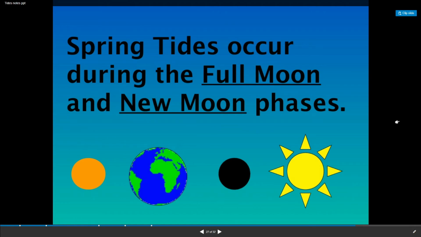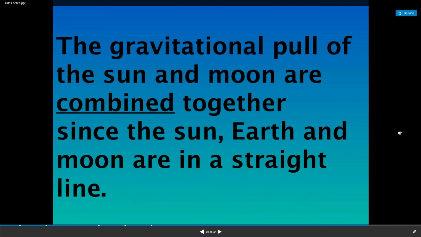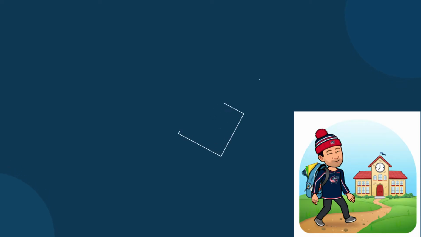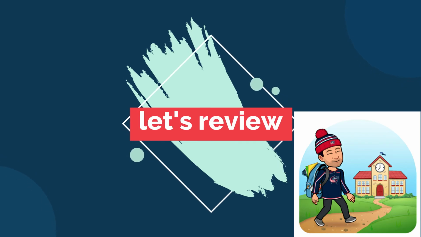Spring tides occur during full moon and a new moon. Spring tides only occur during full moon and new moon. That's something you need to remember. The gravitational pull of the sun and moon are combined together, since the sun, the earth, and the moon are all in a straight line. So during spring tides, the gravitational pull from the moon and the sun are now working together because they're all in a straight line.